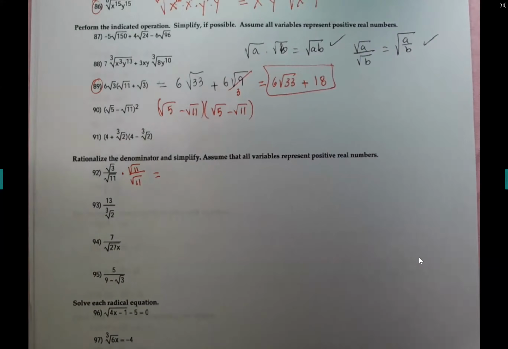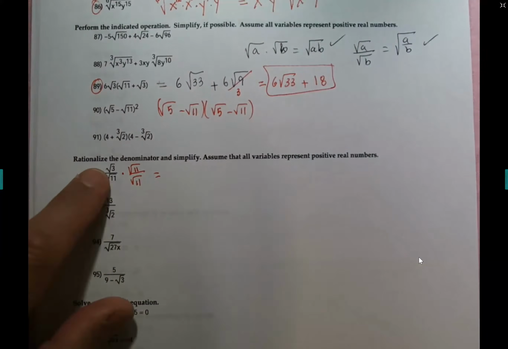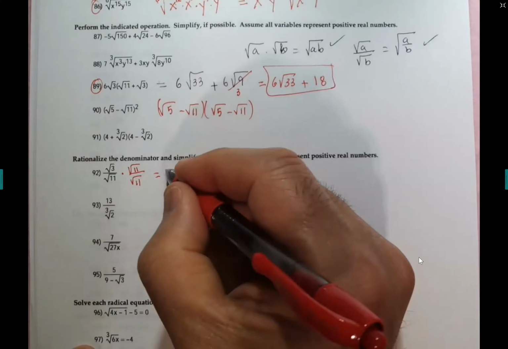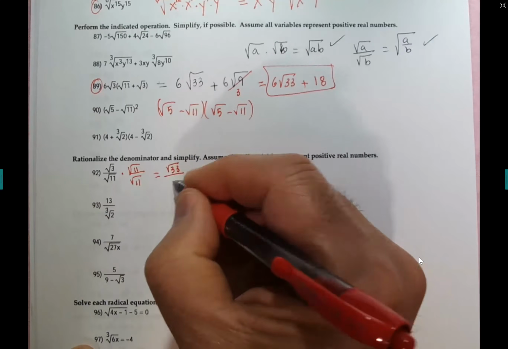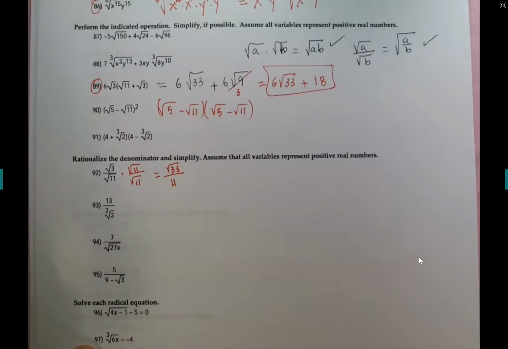So that should give you square root of 3 times square root of 11 is square root of 33. And square root of 11 times square root of 11, guys, is just 11. And that takes care of it. Let's see if you know how to do 93.